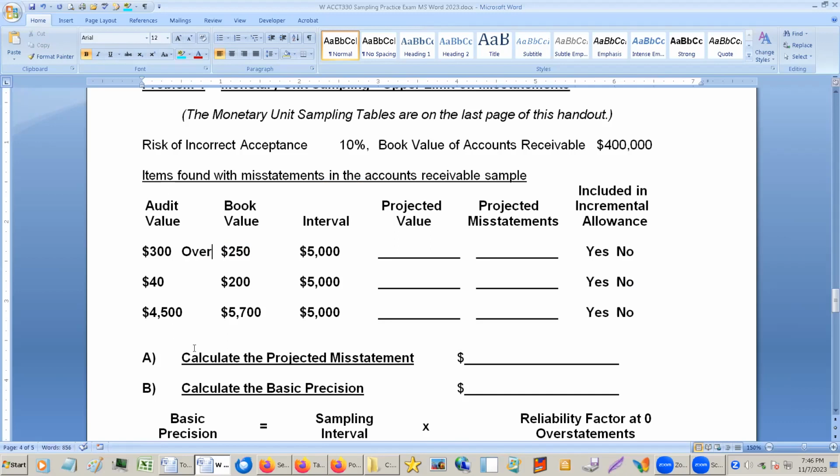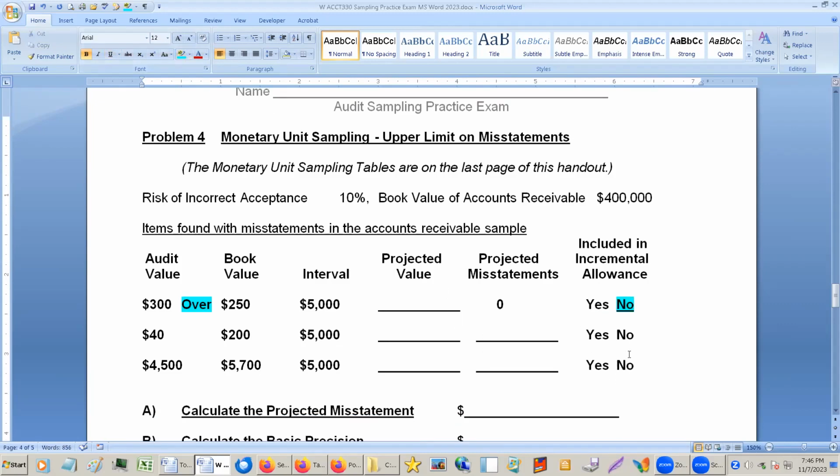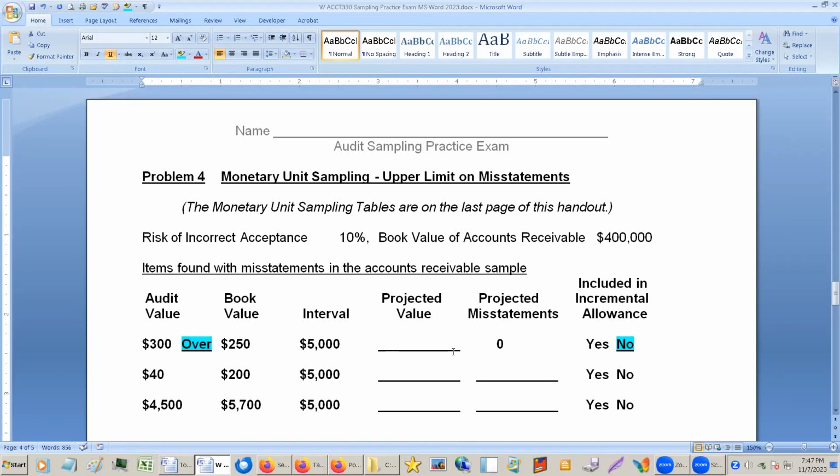The audit amount is larger than the book value. Misstatement is 0. There is no misstatement. And again, this is not included in the incremental allowance. There's nothing to include. It's fine. It's one of those things that as an auditor kind of rubs you the wrong way. You find a misstatement and you don't do anything with it. You say it's fine. But anyway, that is it.